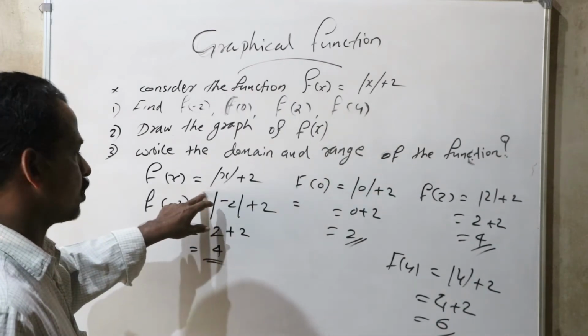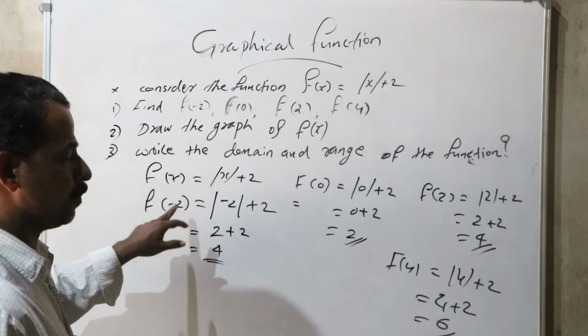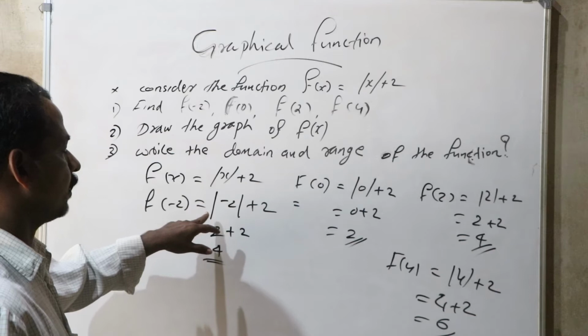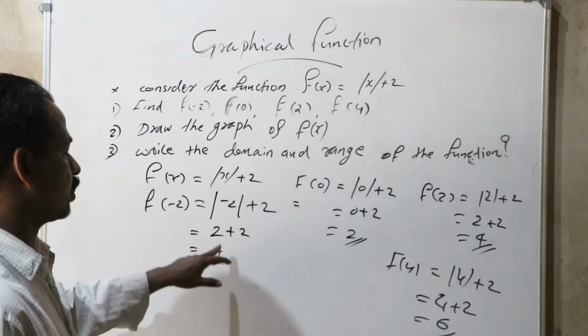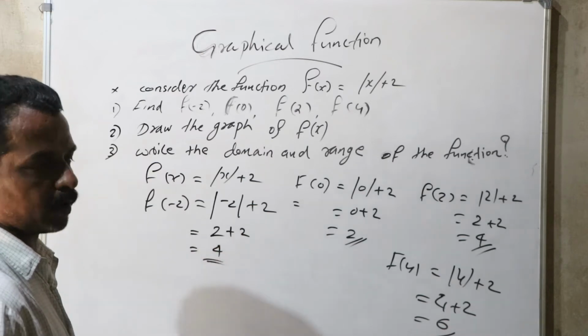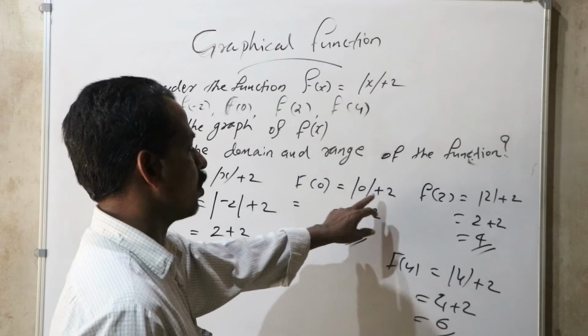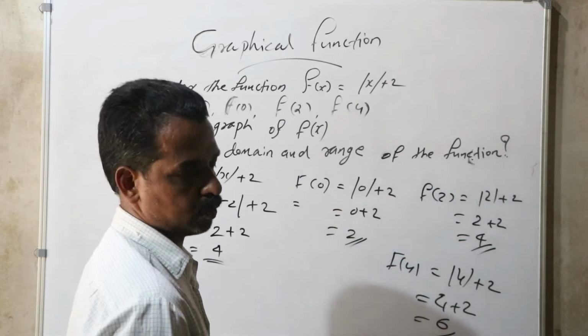F of x is equal to mod x plus 2. F of minus 2 is equal to, we must put minus 2 instead of x. Then we get mod minus 2 plus 2. Mod minus 2 is equal to 2. 2 plus 2 is equal to 4. We have found out f of 0. F of 0 is equal to mod 0 plus 2. Mod 0 is equal to 0. 0 plus 2 is equal to 2.